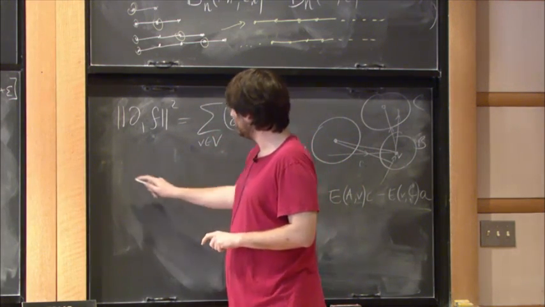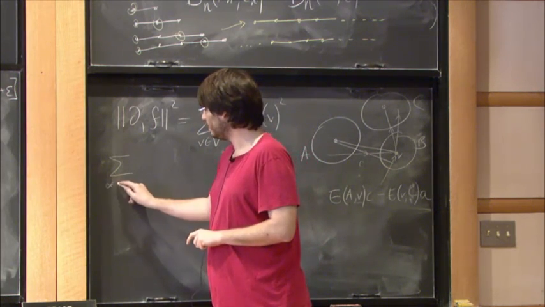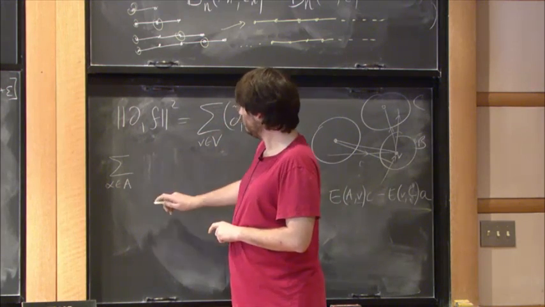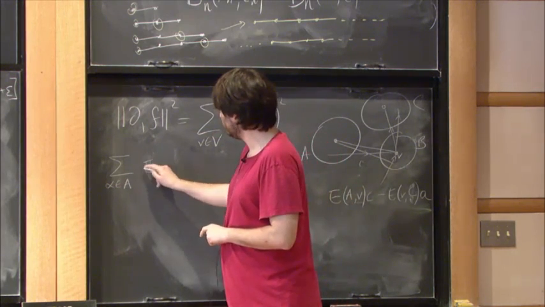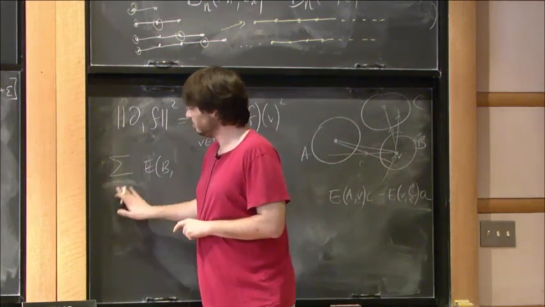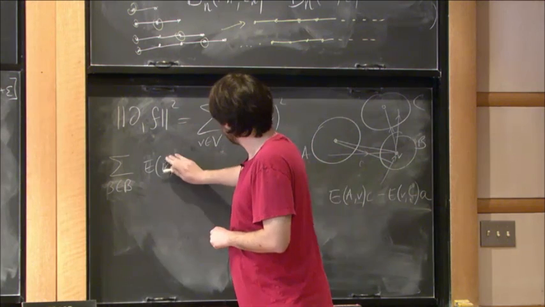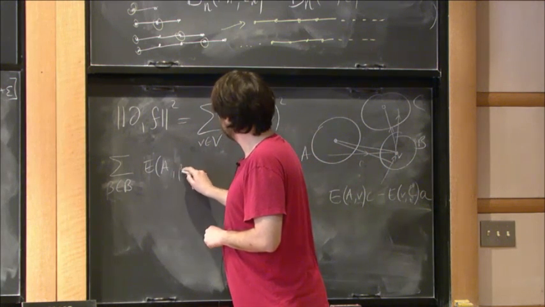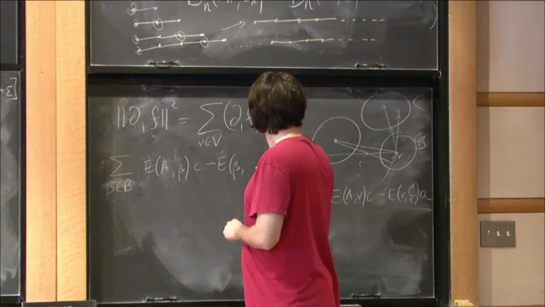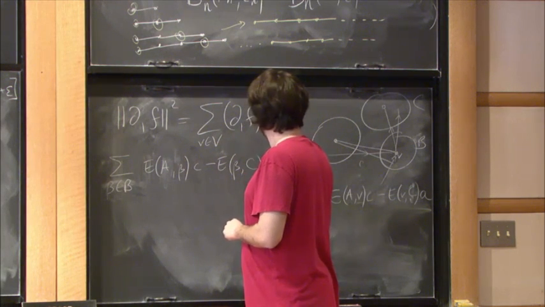So let's start with the sum over V in A. Let's call them alpha and compute this. So we have the edges from B. So this is A beta C minus E beta C times A.